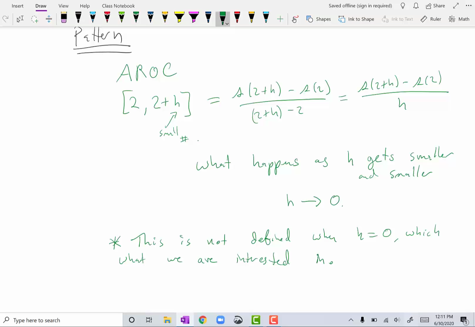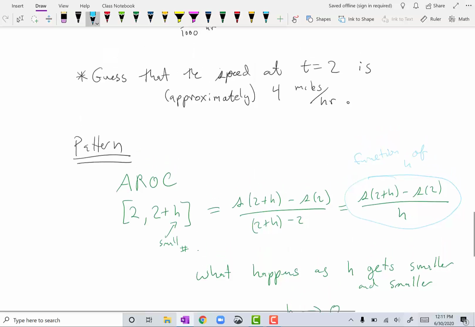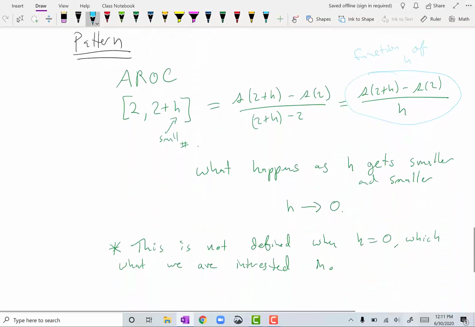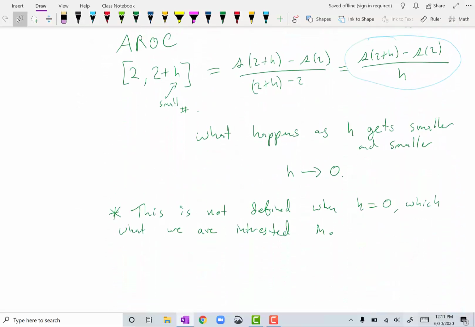So we have this formula, and you can think of this fraction as being a function of h. I can plug different h values in and I'll get different values out. Up here we plugged in h as 0.1, then 0.01 and then 0.001, and we got these different numbers out. So this whole thing together is a function of h. And we're really interested in what happens when h is 0, but the formula here doesn't tell us what happens when h is 0. And so this is where the idea of a limit comes in.